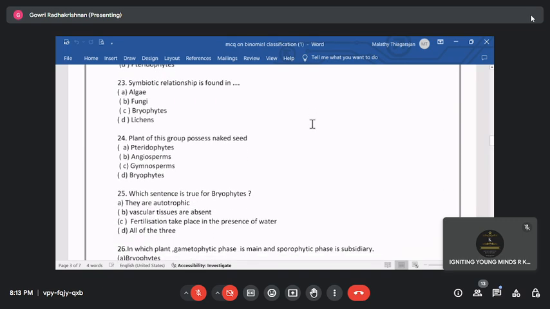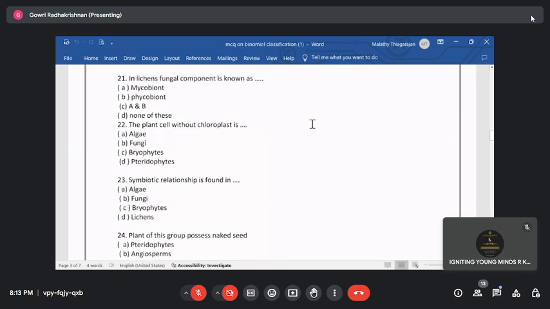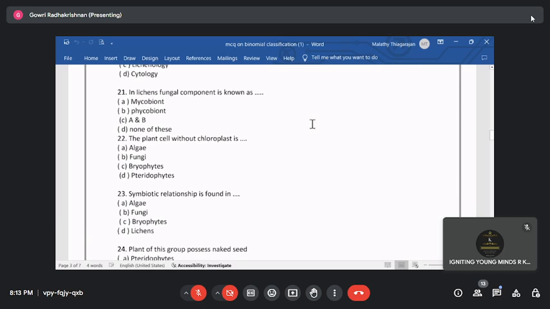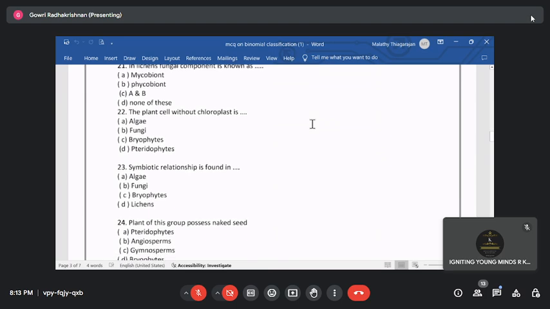Ma'am, do fungi come under plants? Hmm? Plant cell, I don't think fungi belongs there. The plant cell without chloroplast is fungi, but that is not classified in plants. It's completely different. There is something wrong with the question itself. I'll check it.